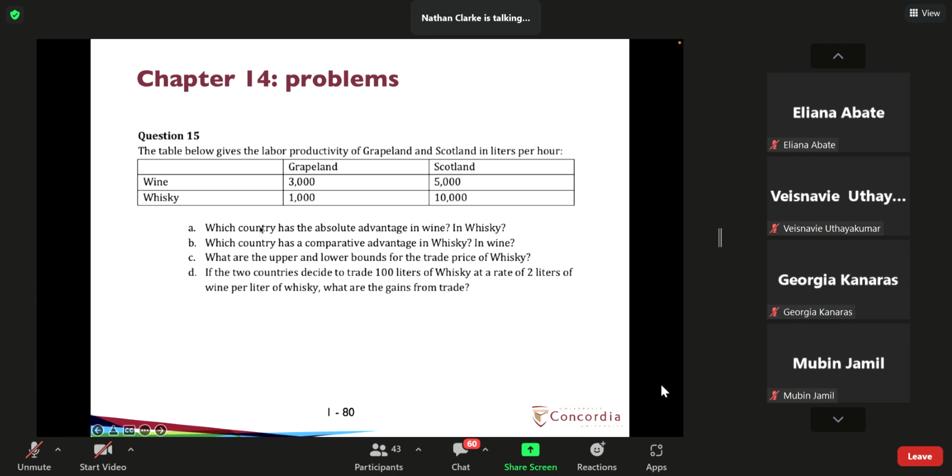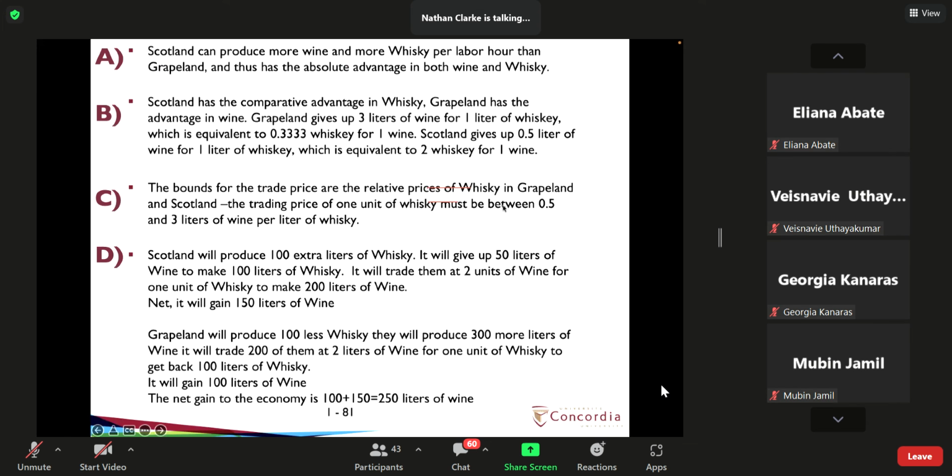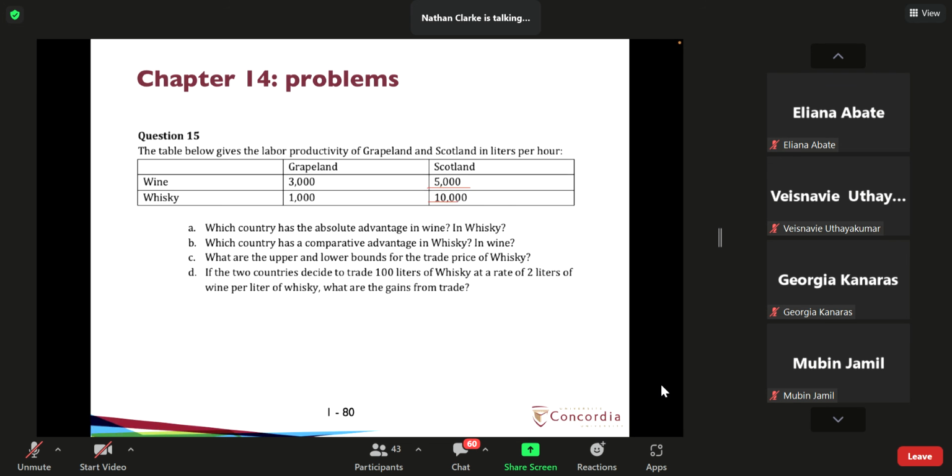So yeah, which country has the absolute advantage of wine and whiskey? You just look for the one that has the higher number in each. So for wine, Scotland has a higher number. For whiskey, Scotland also has a higher number. So Scotland actually has the absolute advantage in both products. Okay. Part B says which country has the comparative advantage.